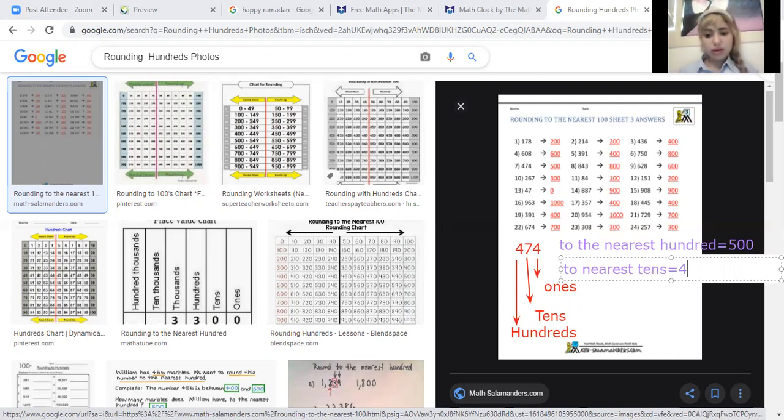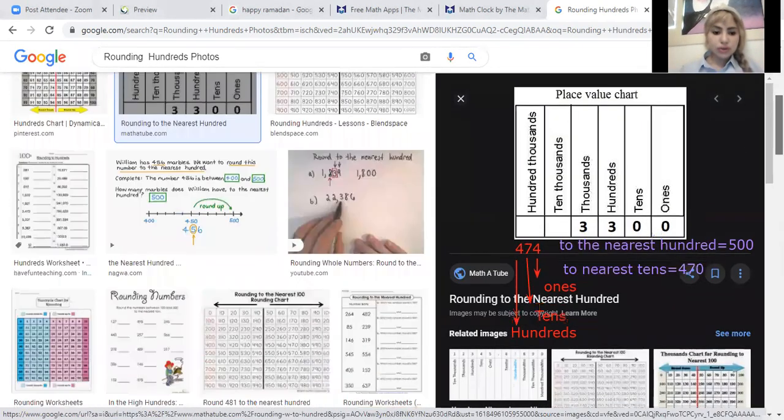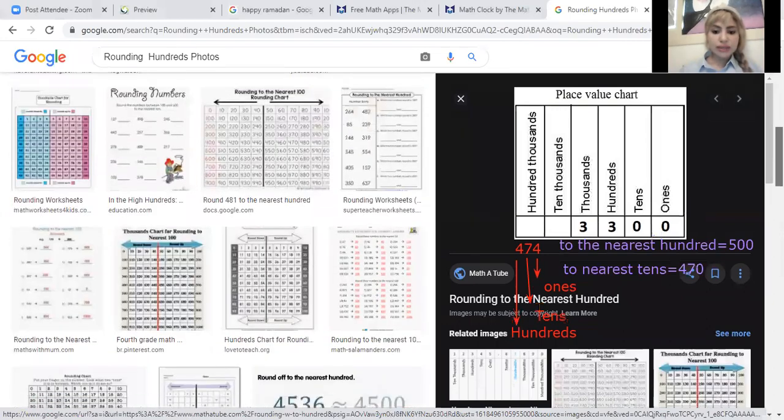7 will change? I don't know. We will ask the ones digit. What is the ones digit for? Smaller than 5? Yes, smaller than 5. So 7 will stay as it is, and 4 will go back home, bring back 0. It will be 470. So to the nearest tens is different from to the nearest hundreds. And you have to also draw this chart to know ones, tens, and hundreds. I will show you another sheet so you will answer it also.